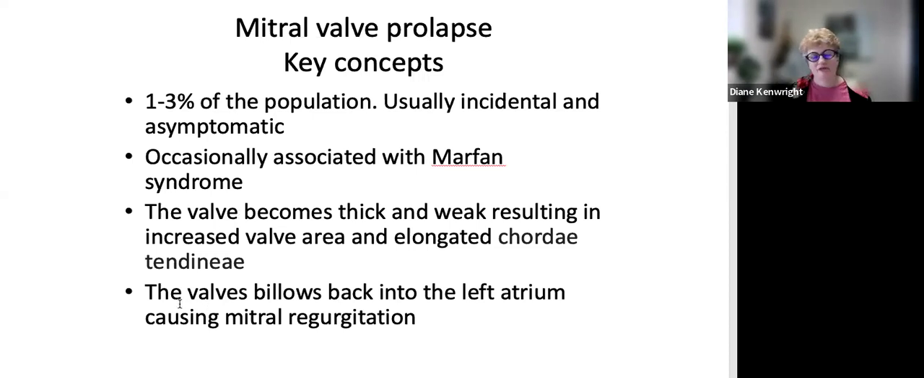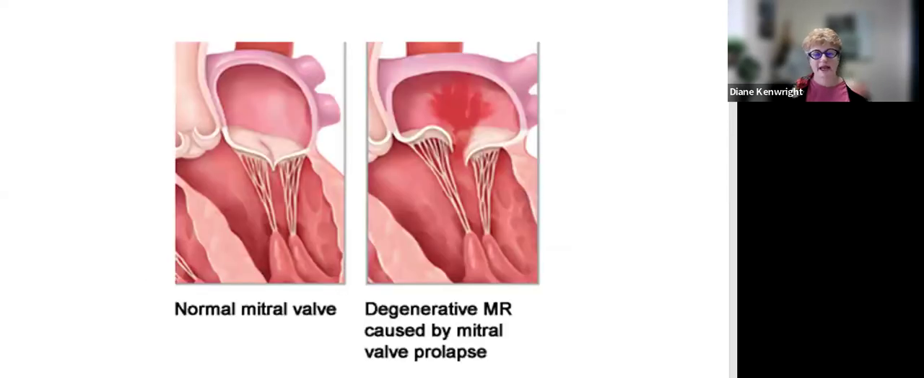What happens when the valve becomes weak? Well, it billows back into the left atrium. Here is a diagram. So normally the valve closes and the edges meet, but if it's loose and floppy and billowing back and has long chordae tendineae, then of course the edges don't meet effectively, and a jet of blood goes back and expands the left atrium there.